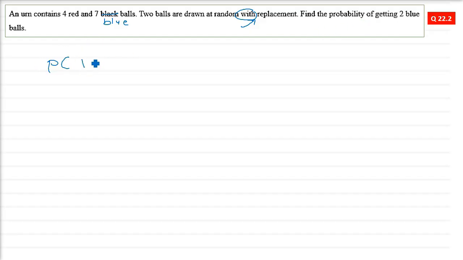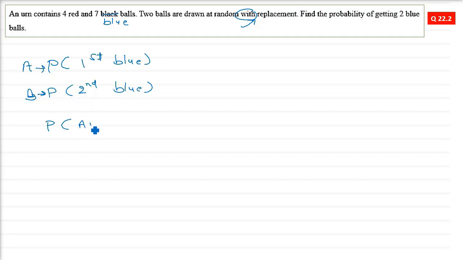So the probability, we need first blue ball. Then the probability we are taking, the second one is second blue ball. Let's call it as PA, the other one as PB. So we need to find out P(A intersection B), the first blue and the second blue. Now this comes out to be PA multiplied by PB. Why? I told you that with replacement means the events are independent of each other.